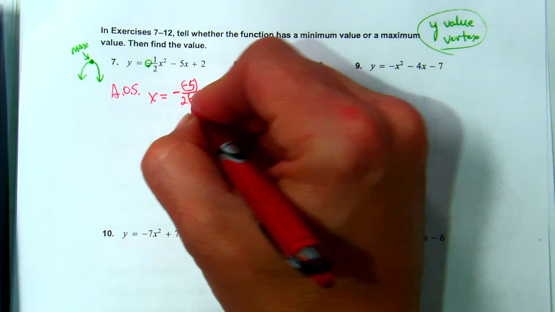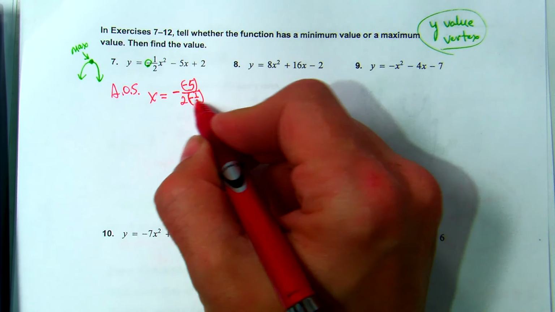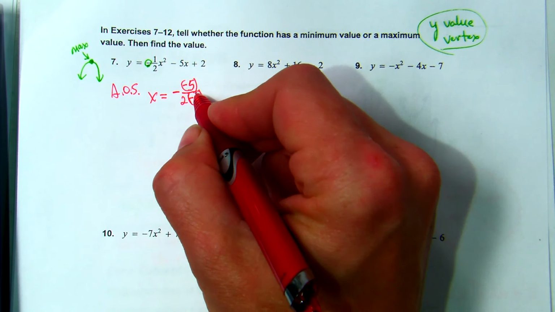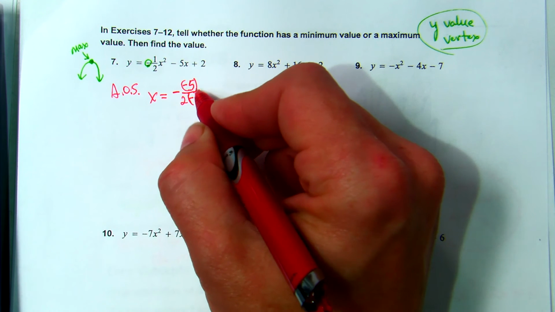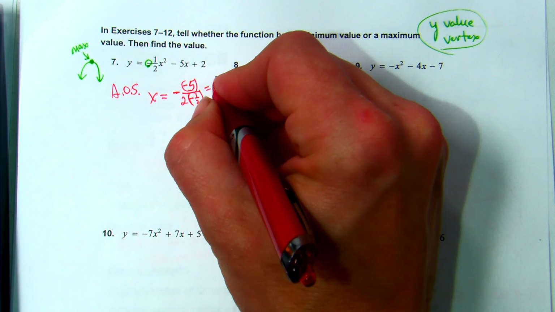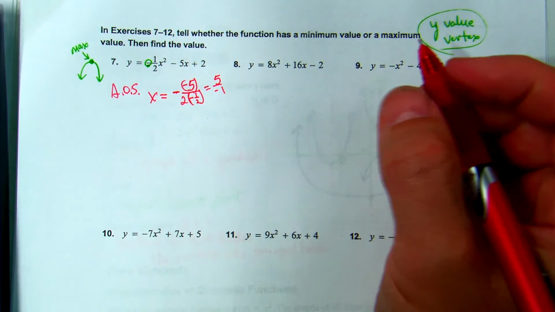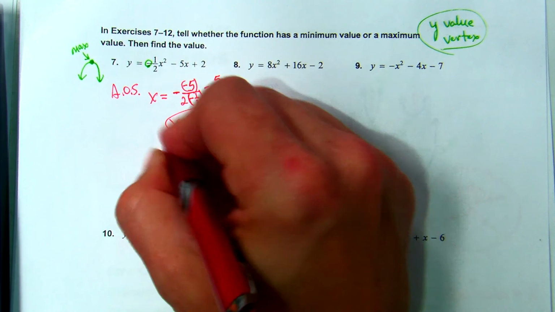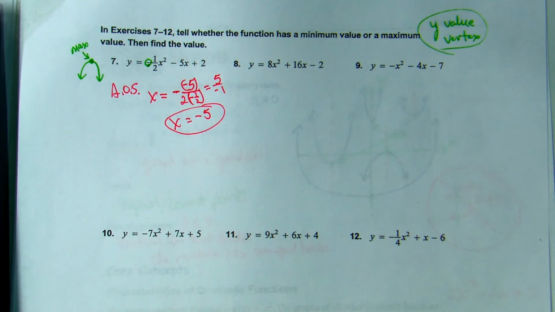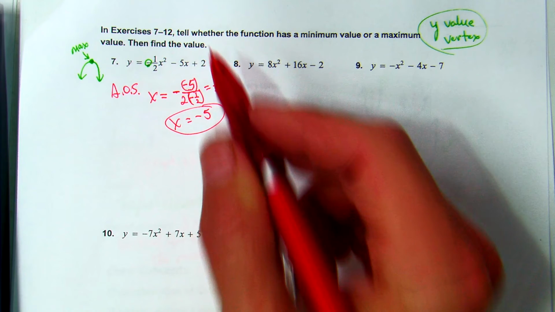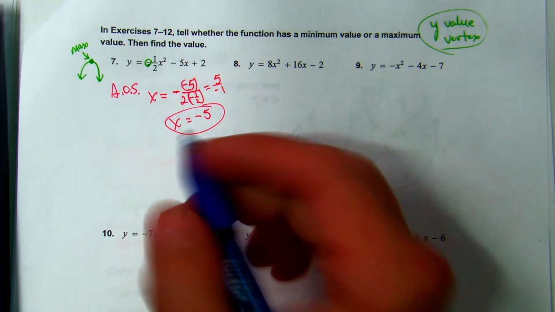Well, that works out nicely for us because that's going to just become a negative 1 on the bottom. 2 times negative 1/2 is negative 1. And this is going to be negative 5. So I'm going to have a positive 5 over a negative 1, or simply x equals negative 5. Okay? So that's my axis of symmetry. That's not the final answer, but that gives me something to plug back into the equation so that I can find the y value.